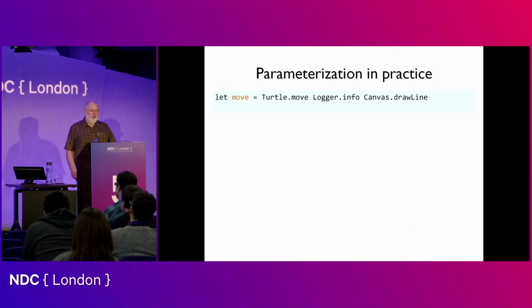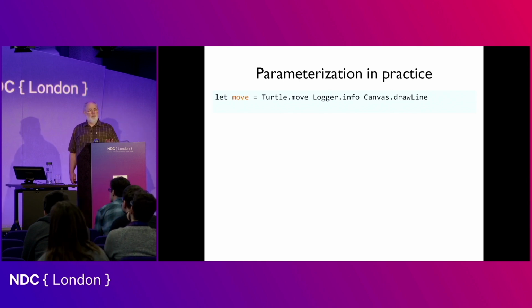Right, so here is my move function, and I'm passing in the logger, just the info part, and I'm passing in the canvas draw line.